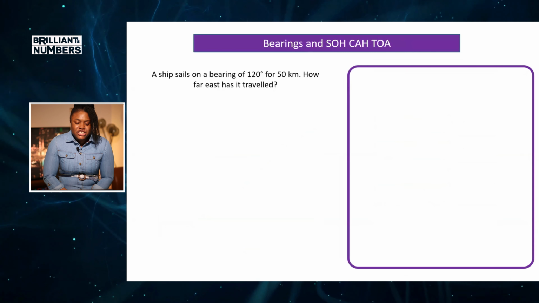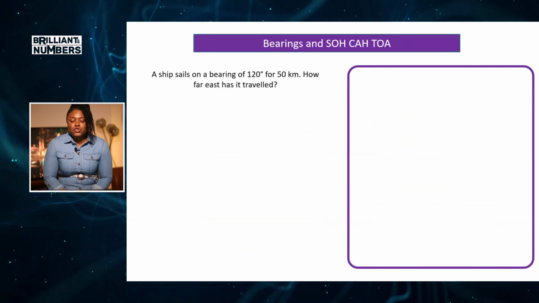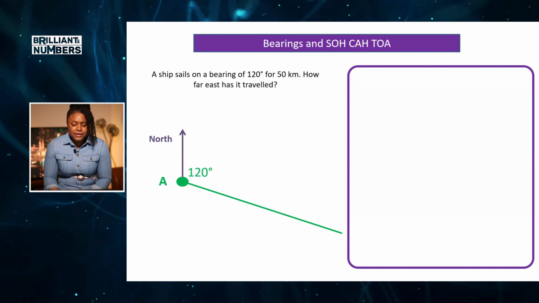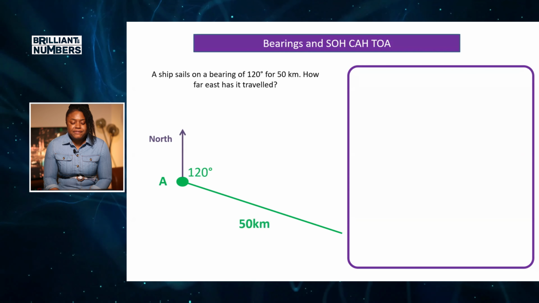Now, a ship sails on a bearing of 120 degrees for 50 kilometers. How far east has it traveled? And again, I start off from my A because it says from. So therefore, I need to make my north line. I'm now going to draw 120 degrees based on estimate again. Put that in on my diagram. And then I need to write my 50. And it asks me how far east. So I need to go along east and then close my diagram here.